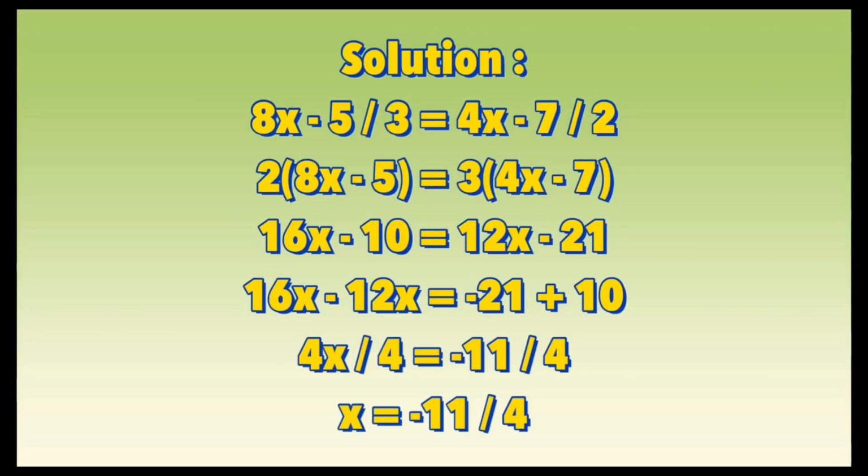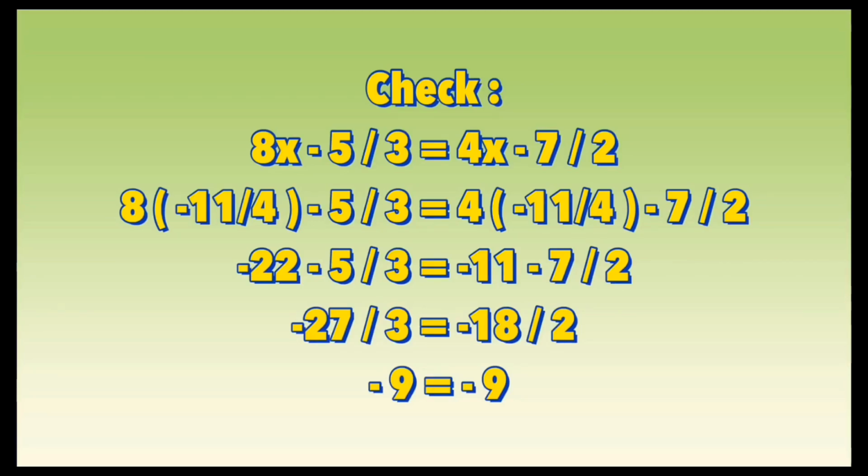Then we're going to simplify. 2 times 8x equals 16x. Then 2 times negative 5 equals negative 10, equals 3 times 4x, which is 12x. 3 times negative 7 equals negative 21. Then we're going to transpose the variable to the left side of the equation, and the constants to the right side of the equation.